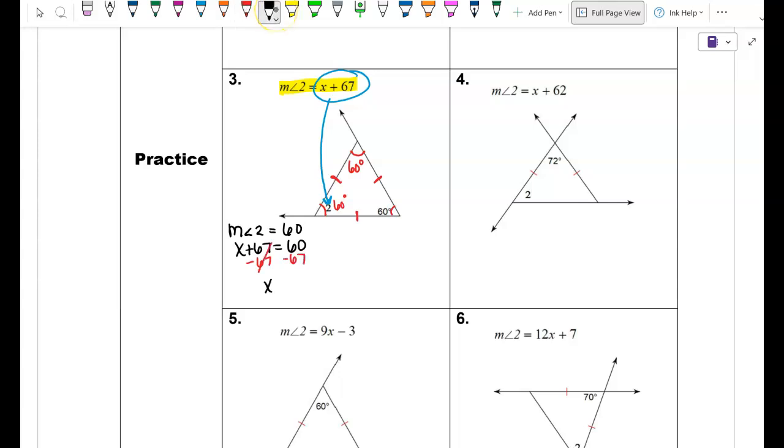And I get x equals -7. It is okay to get a negative value for your variable as long as when you substitute it back in, it gives you a positive measure, because angles and sides are both measurements. So if I substitute that back in, -7 plus 67 equals 60. So it's okay to have a negative variable as long as you have a positive measure once it is substituted in.